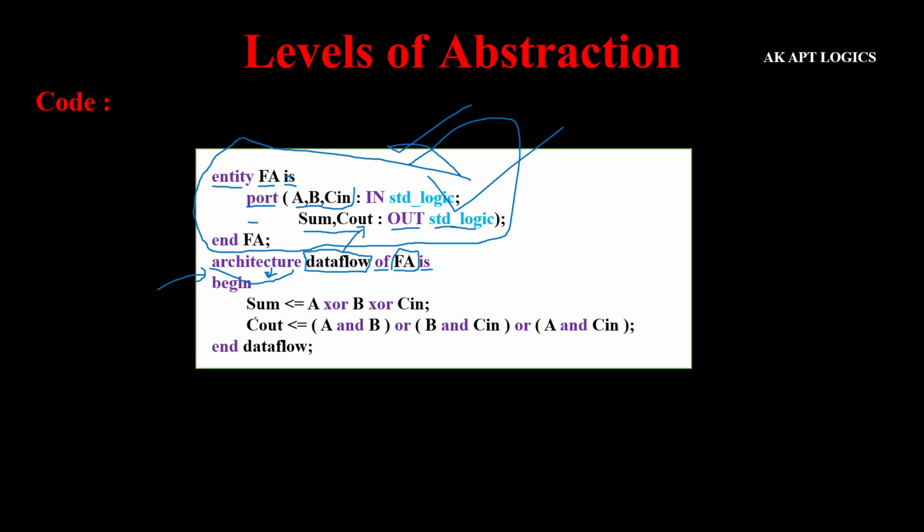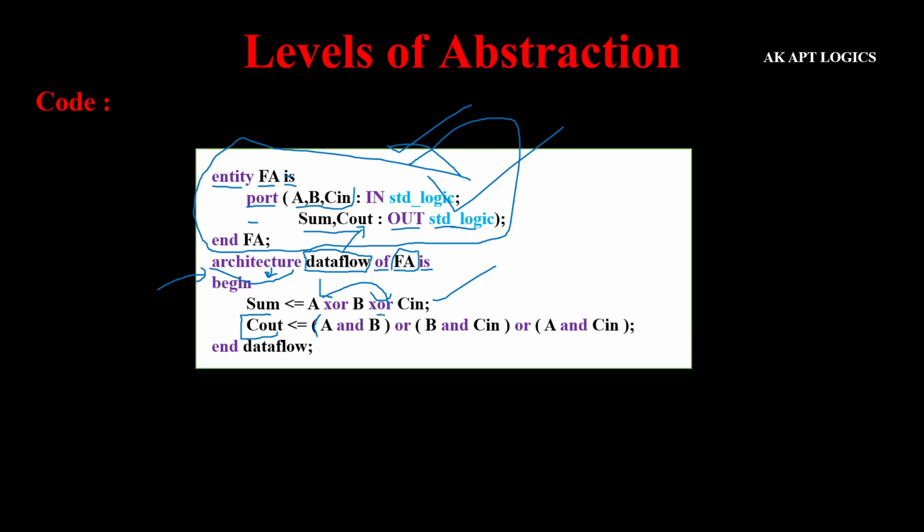In the begin, what we are going to write are concurrent statements. Concurrent statements are the statements which execute in a parallel manner. So we are going to use sum, which is one output, sum <= a XOR b XOR c, where XOR is a keyword used to perform the XOR operation between a and b, and then the resultant value with c in, and then I have used a semicolon. And for the other port, that is cout <= a and b. Okay, we need to specify it in parentheses.